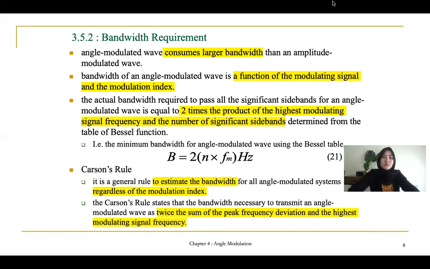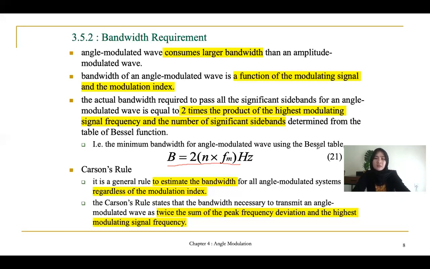If you calculate the bandwidth using the Bessel function, this is the formula that you need to use: bandwidth equals 2nFm hertz. Fm is the modulating signal frequency, and n is the number of significant sidebands. How do you determine the number of significant sidebands? You need to refer to the Bessel table.